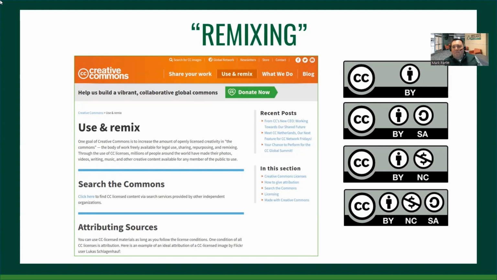So BY, when you see BY, that means you have to give credit to the original author. NC means non-commercial, so you can't charge for it. And share alike means you have to allow others to share the materials under the same license.